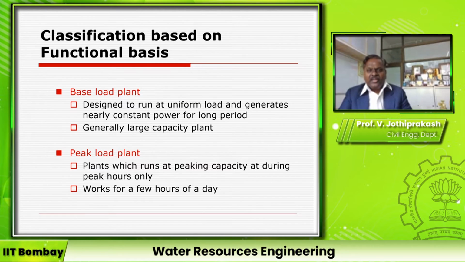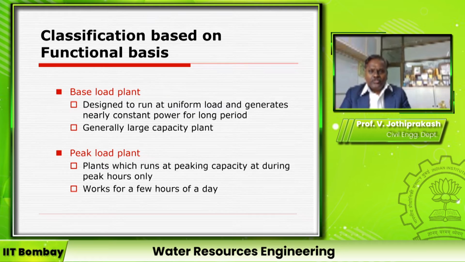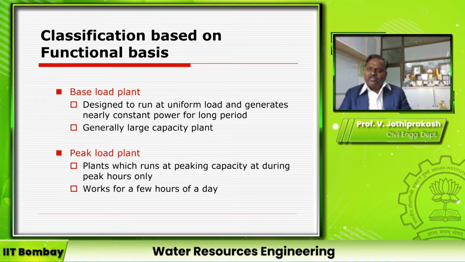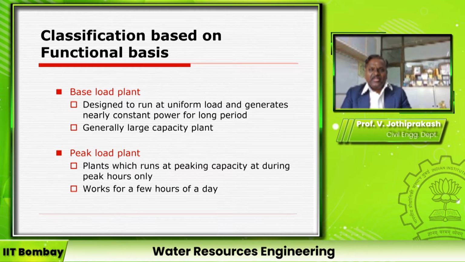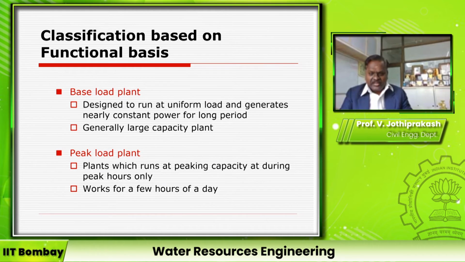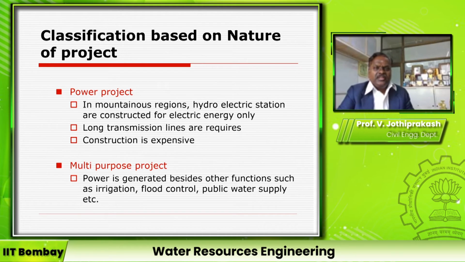That is why a hydroelectric power plant can be constructed as a peak load plant. Base load plants are hydroelectric power stations which are designed to run at uniform load and generate constant power for a longer period continuously. Whereas peak load plants are designed to run at peaking capacity during peak hours of the day. So that means the peak load plant will work only a few hours in a day.